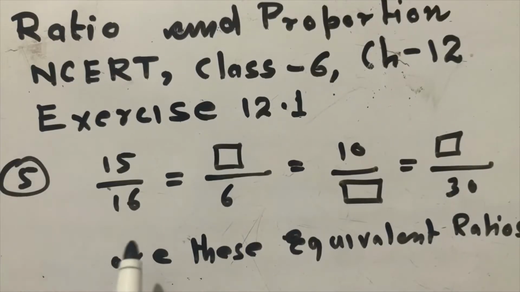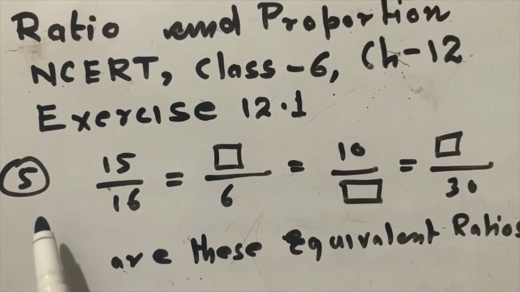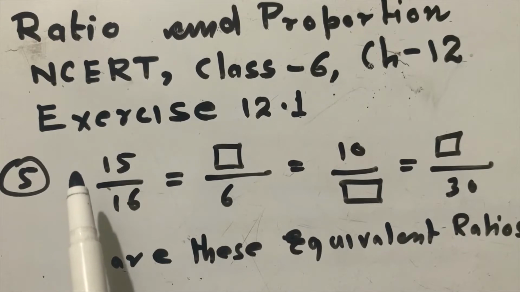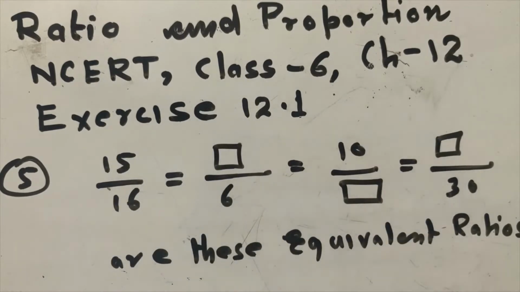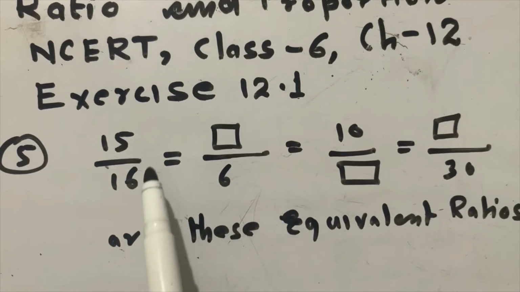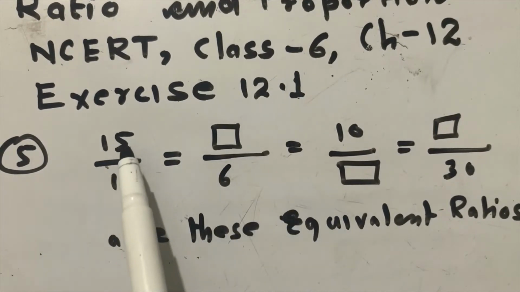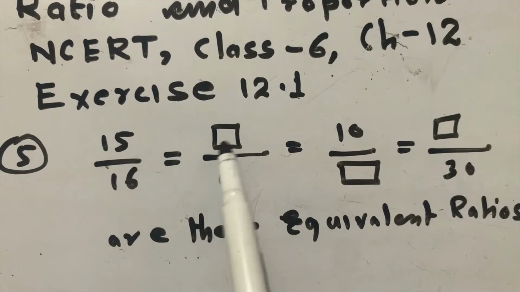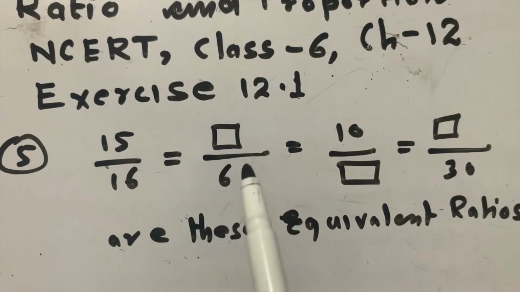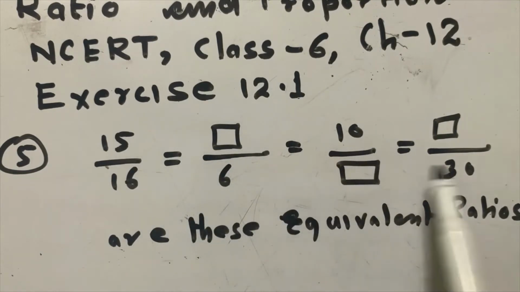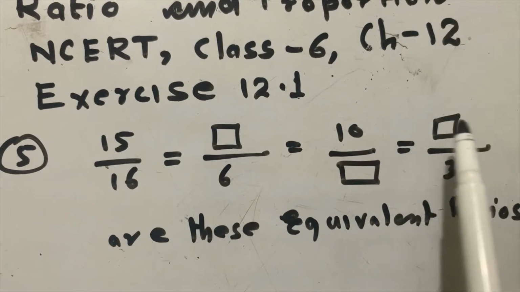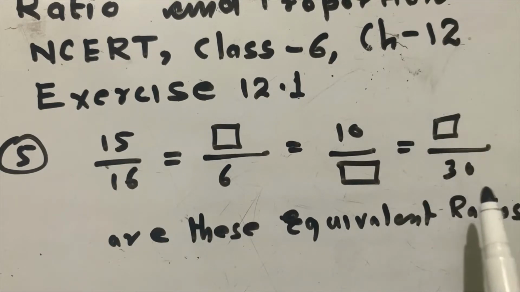Now friends, we are solving question number 5, exercise 12.1 ratio and proportion. Question number 5 is given. This equation is given. 15 upon 16 is equal to blank upon 6 is equal to 10 upon blank is equal to blank upon 30.